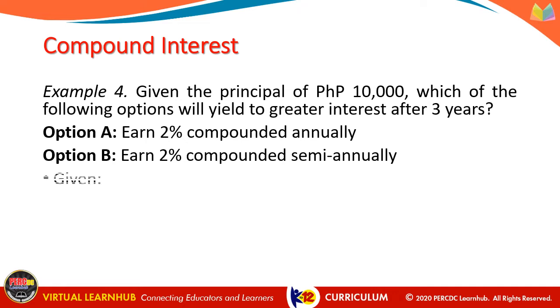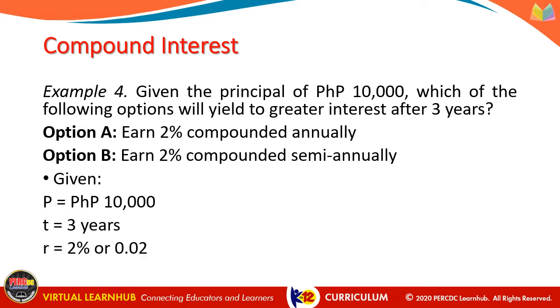For this problem, let's take note of the given. We have the principal P, 10,000 pesos. T is equal to 3 years. And nominal rate is 2% or 0.02, right?